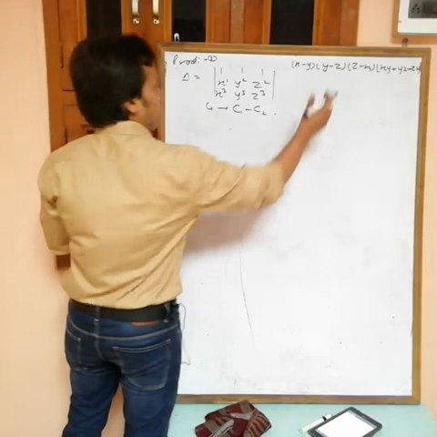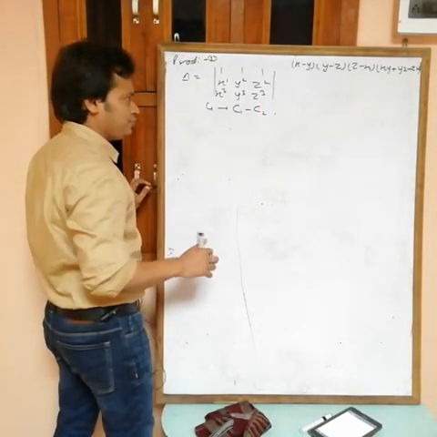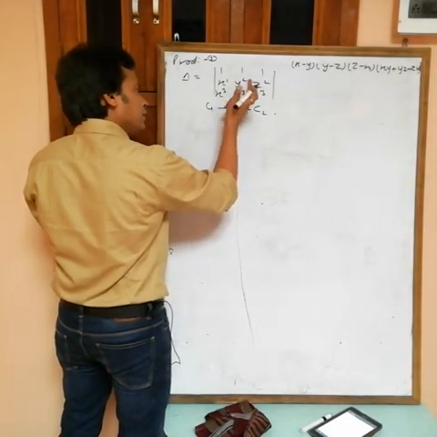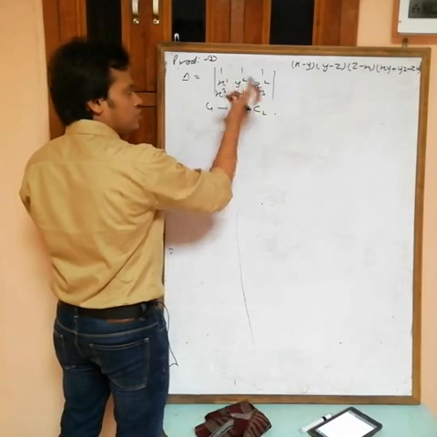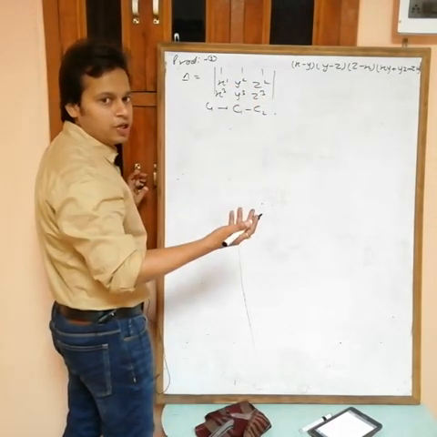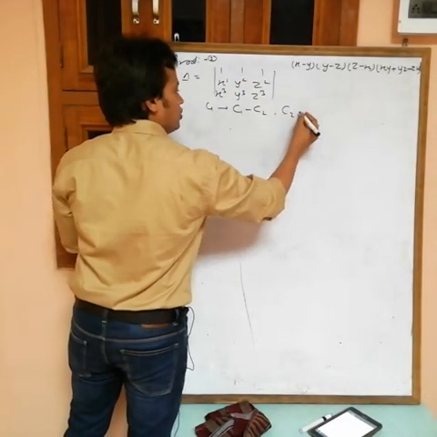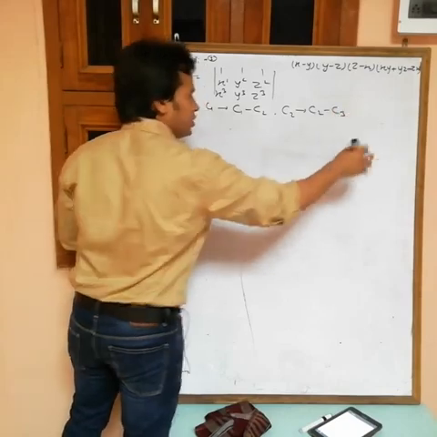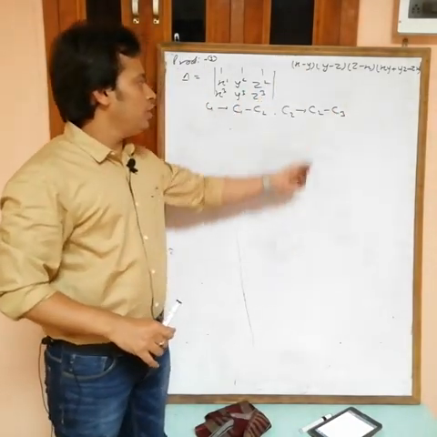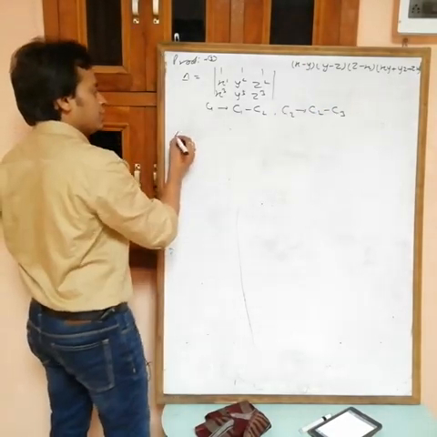Now see, I also want y minus z. How to get y minus z? Simple. If you want y minus z, then we have to subtract this one minus this one. Y square minus z square has a factor y minus z, and y cube minus z cube also has a factor y minus z. So this is C2 and this is C3. So C2 goes to C2 minus C3. We are performing the first to get x minus y, and we are performing this one to get y minus z as a factor.